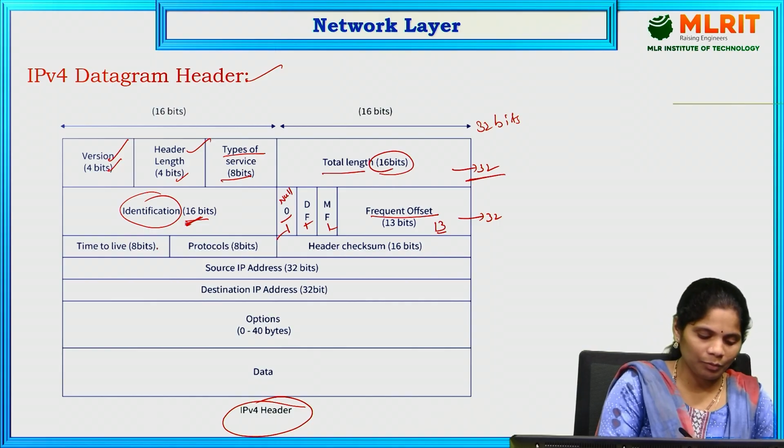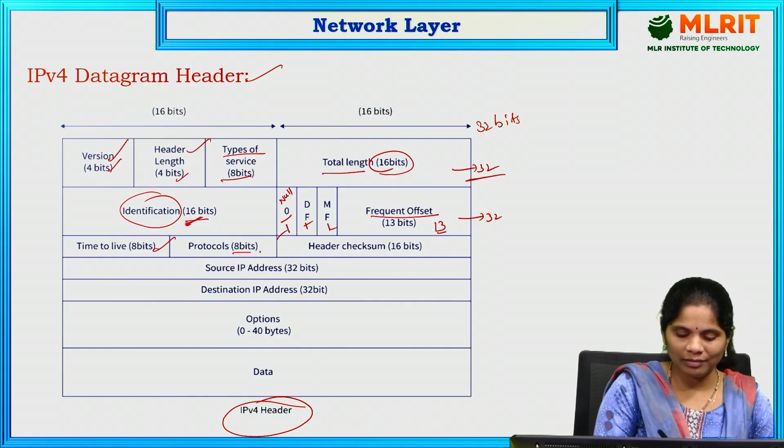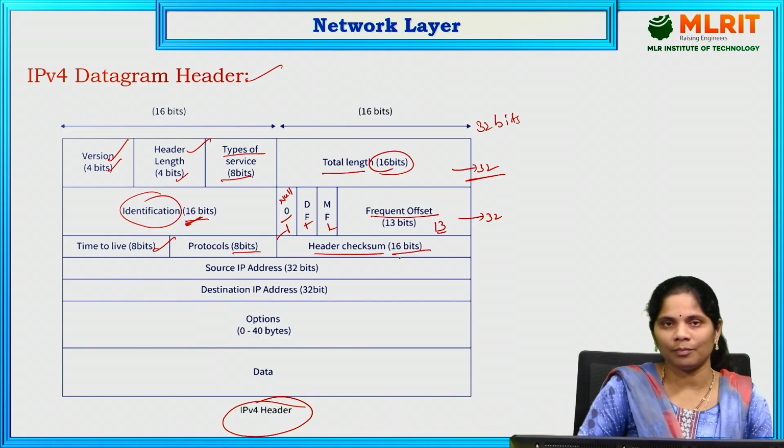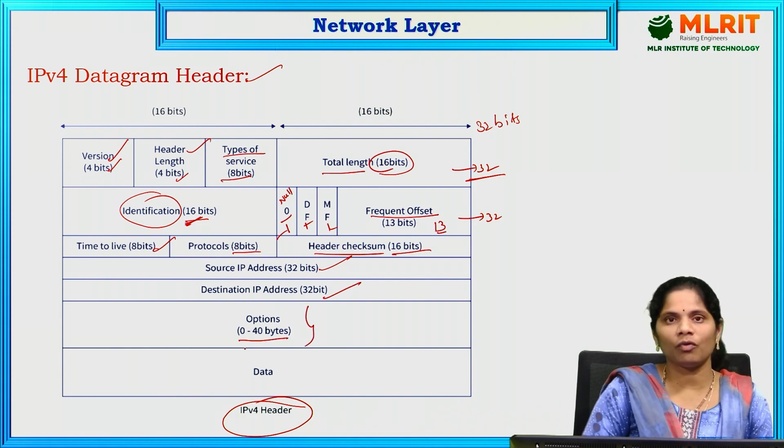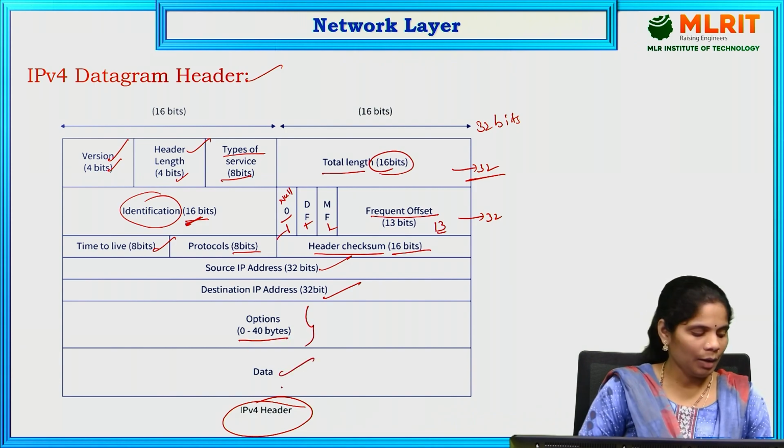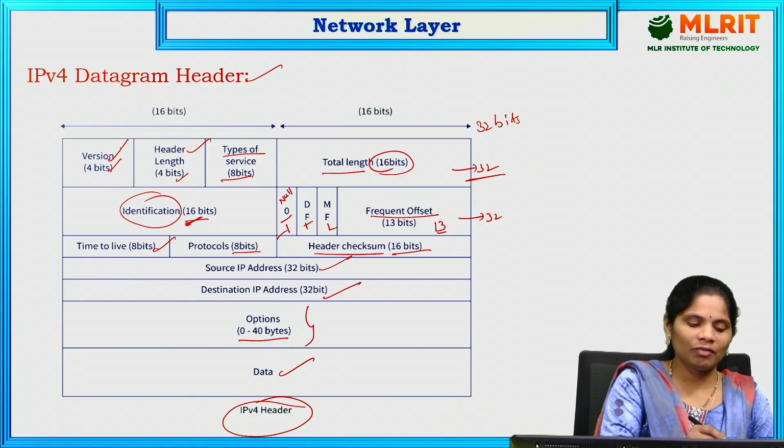And next, time to live is 8 bits. Protocol is 8 bits. Header checksum is 16 bits. The source is 32 bits, and the destination is 32 bits. Options, the size is 0 to 40 bytes, and finally data. This is the header format of the IPv4. Let us see one by one what is the work of each and every field.